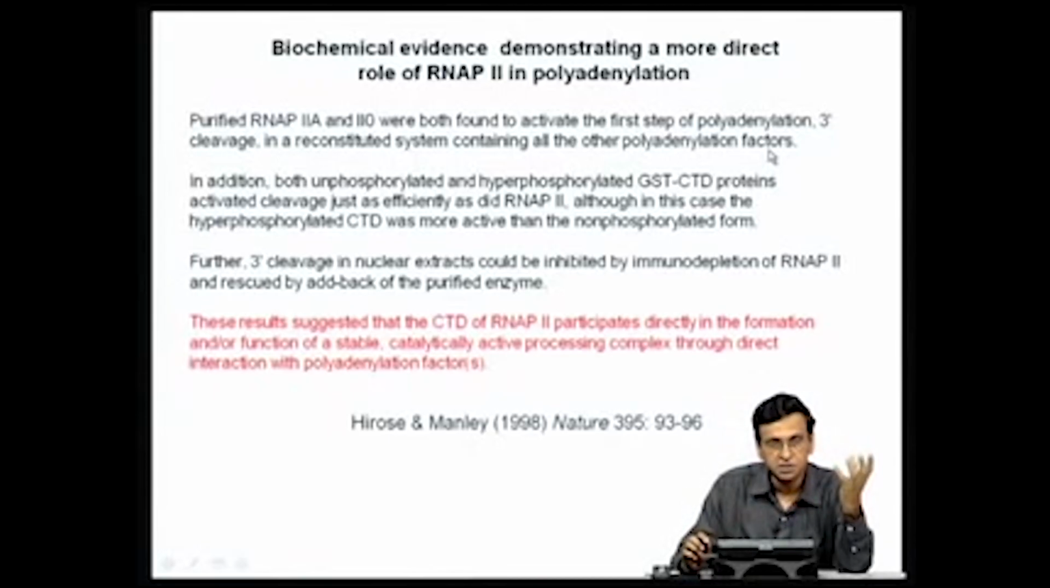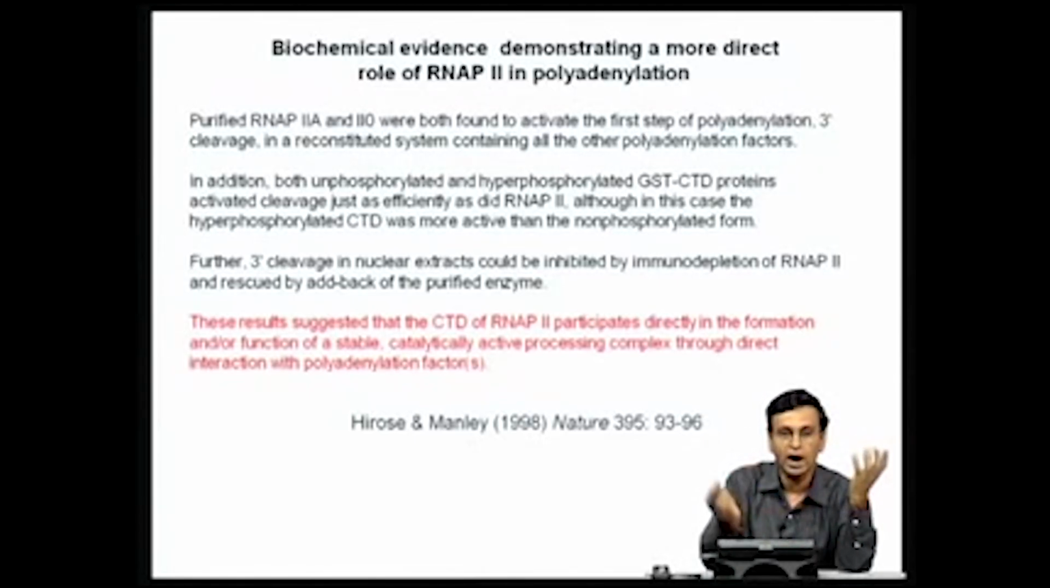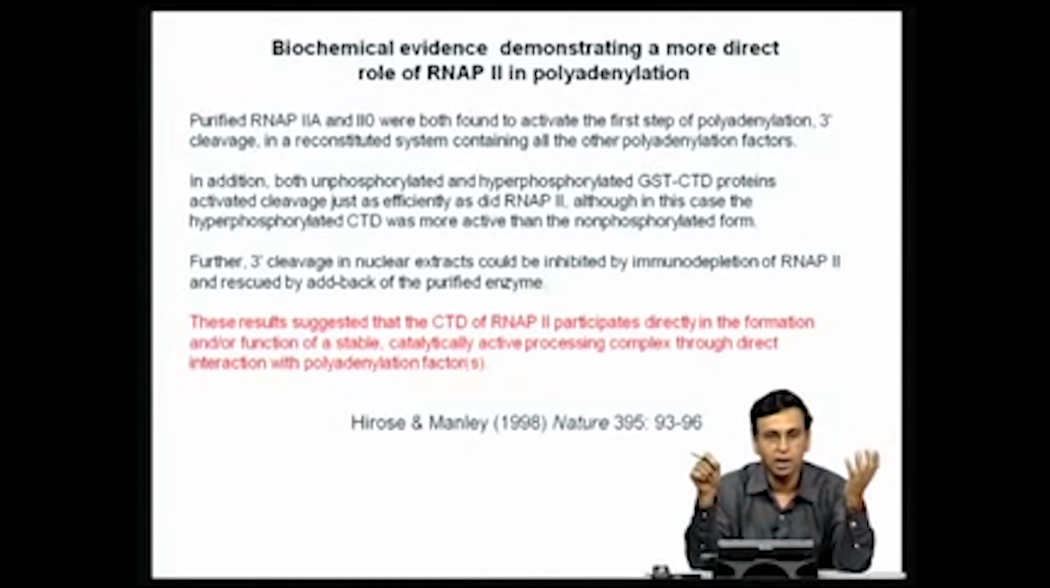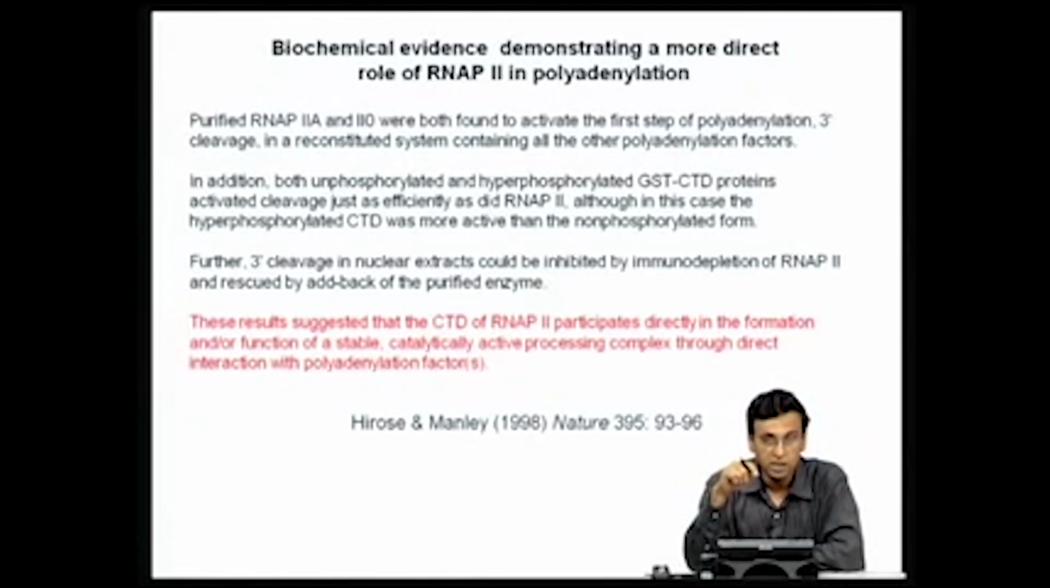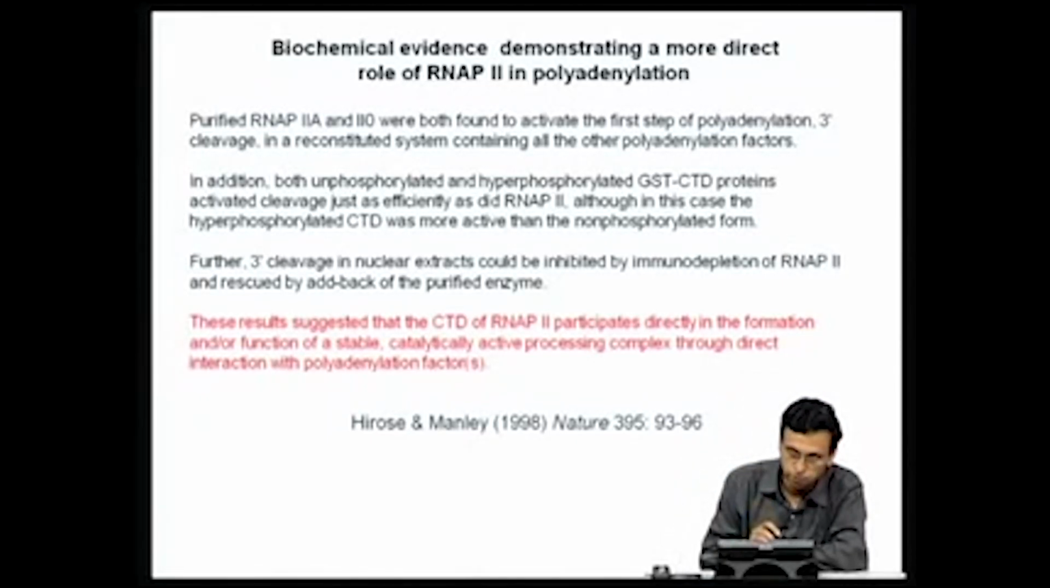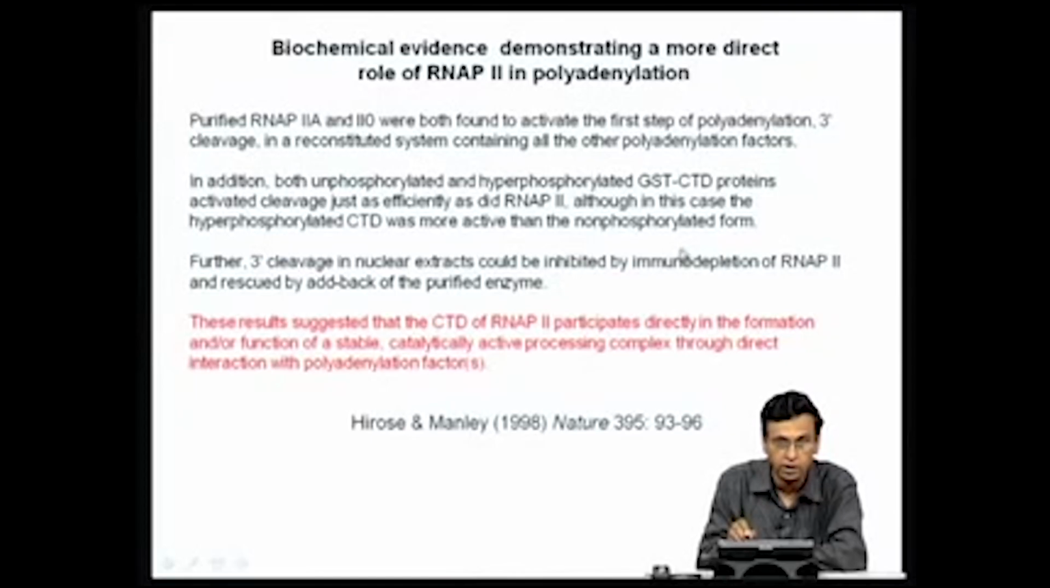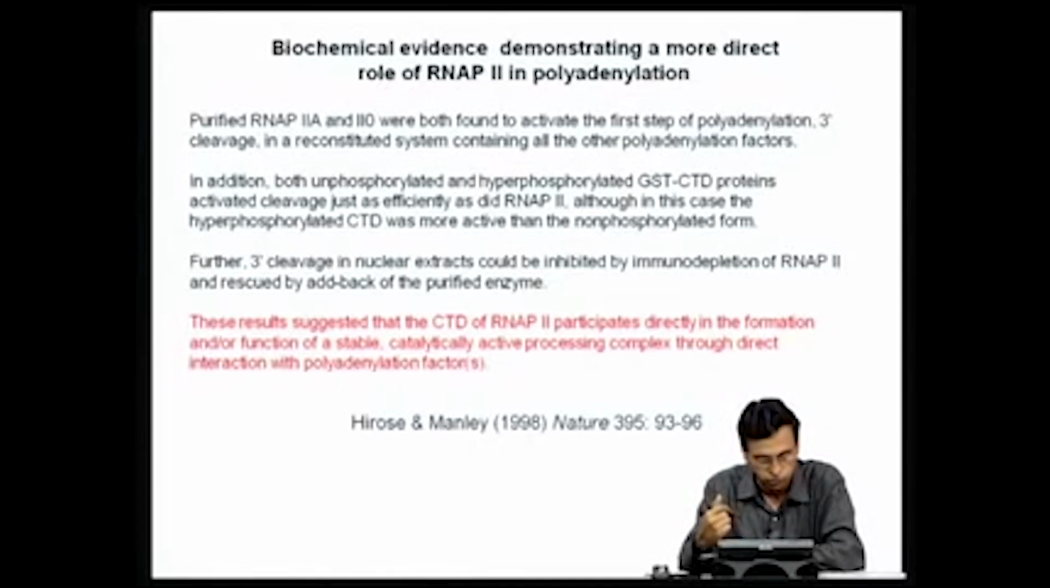So, you have a cell-free transcription system which contains all the factors I just mentioned previously, where if you add a pre-messenger RNA, it is capable of getting polyadenylated. Now, in such a system, if you add RNA polymerase II with its carboxyl terminal domain, the efficiency of polyadenylation is dramatically enhanced, clearly indicating that polymerase II, especially the carboxyl domain, plays a very important role. And both unphosphorylated and hyperphosphorylated GST-CTD proteins activated the cleavage just as efficiently as the RNA polymerase II, although in this case the hyperphosphorylated CTD was a little bit more active than the non-phosphorylated form. Some experiments did suggest that there is some difference depending on whether the CTD is phosphorylated or non-phosphorylated.